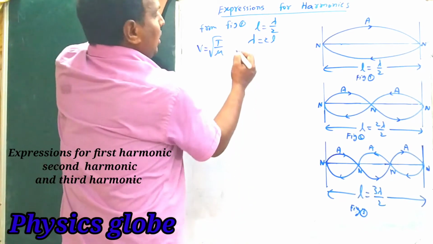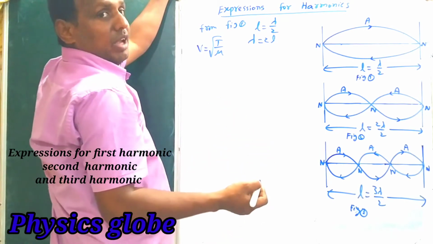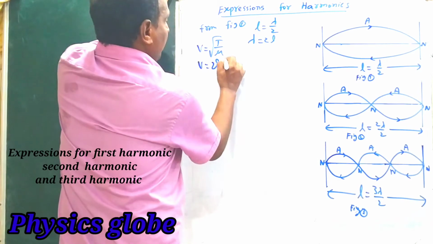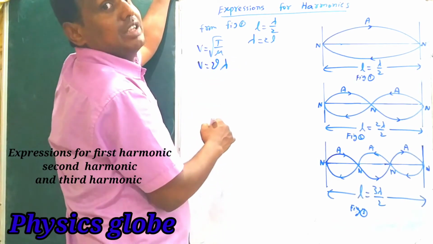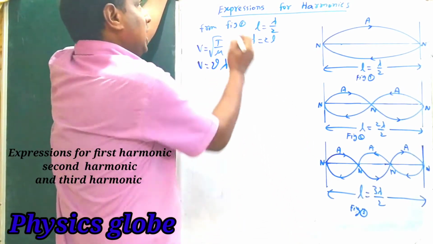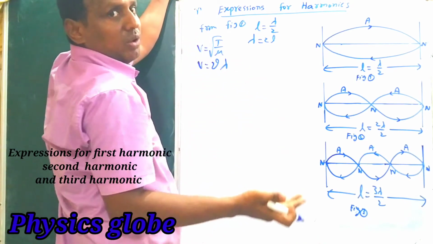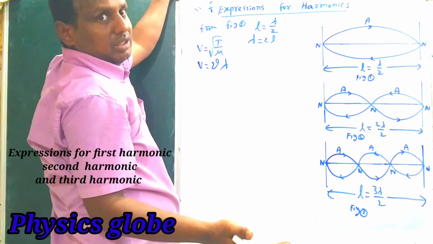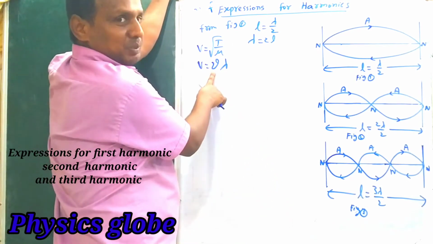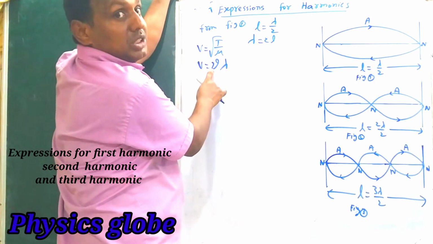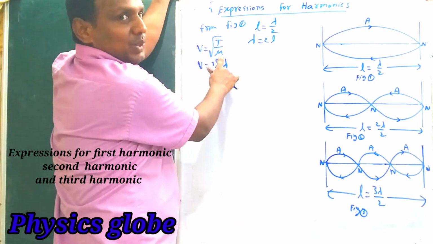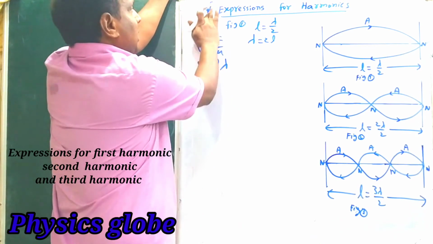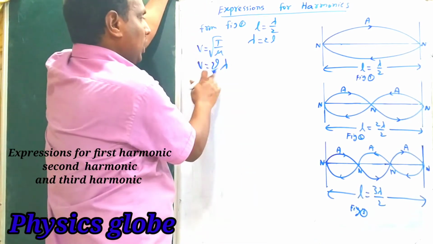And also we know the equation for speed of a wave, that is V equal to nu lambda. Here nu is called frequency. Some books take small n as frequency, and some books take small f also. I am taking the symbol nu. Nu is the frequency, and mu is the linear mass density. So here V equal nu lambda.